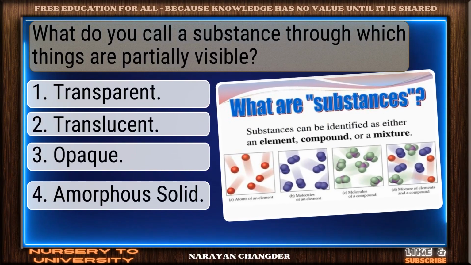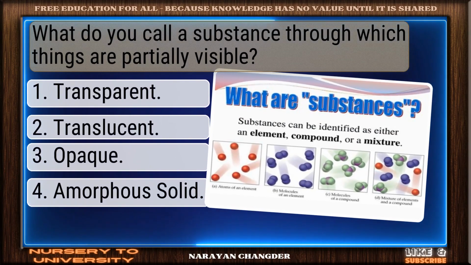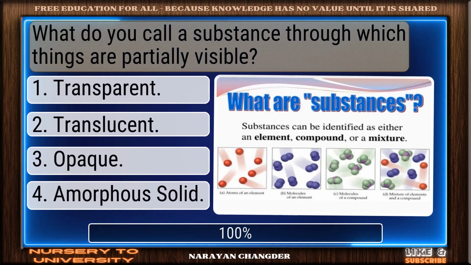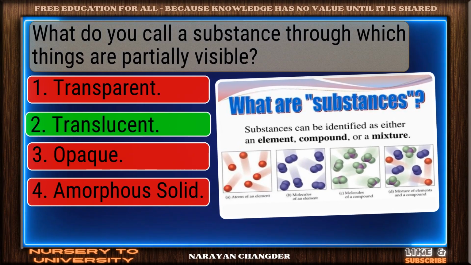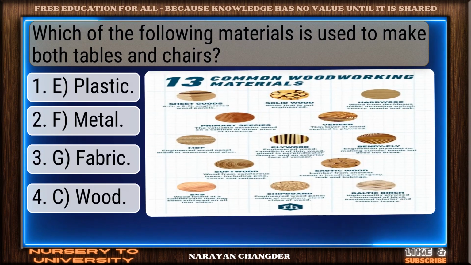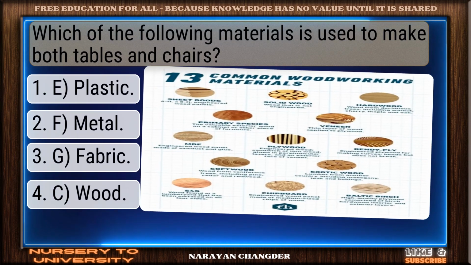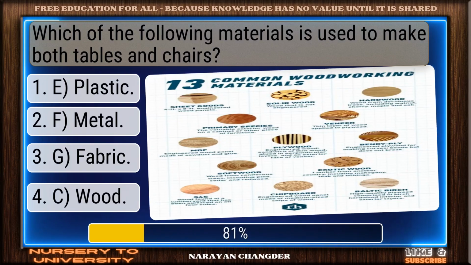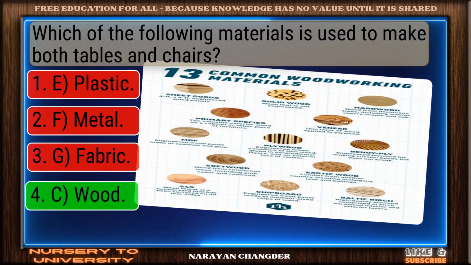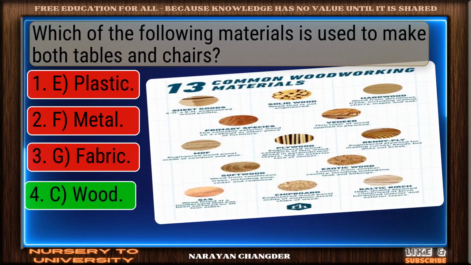What do you call a substance through which things are partially visible? Perfect. Translucent is the correct choice. Which of the following materials is used to make both tables and chairs? Correct response. Seawood is the most accurate answer.